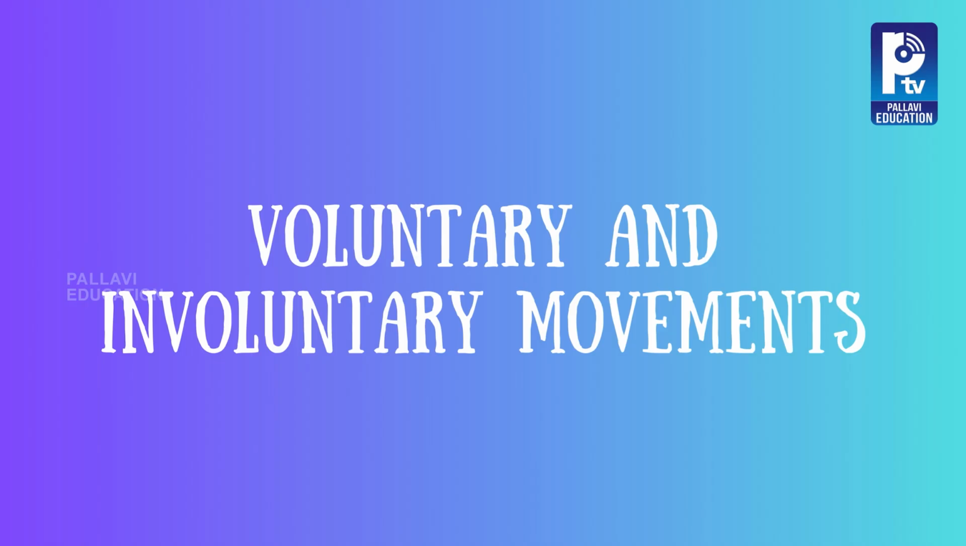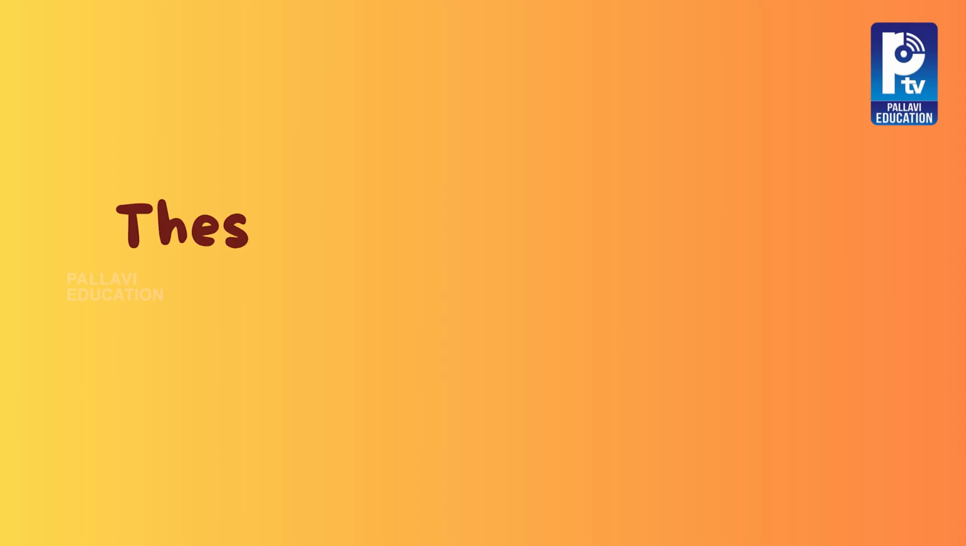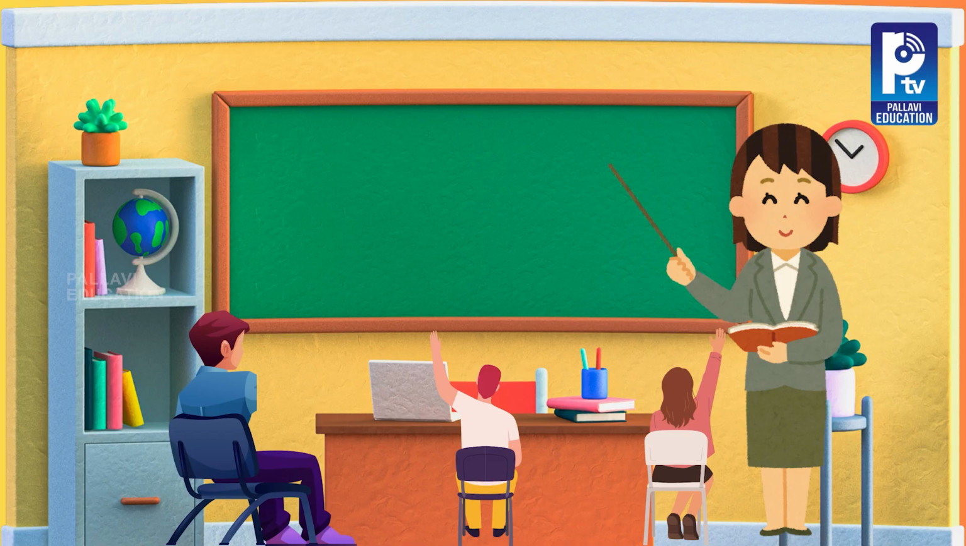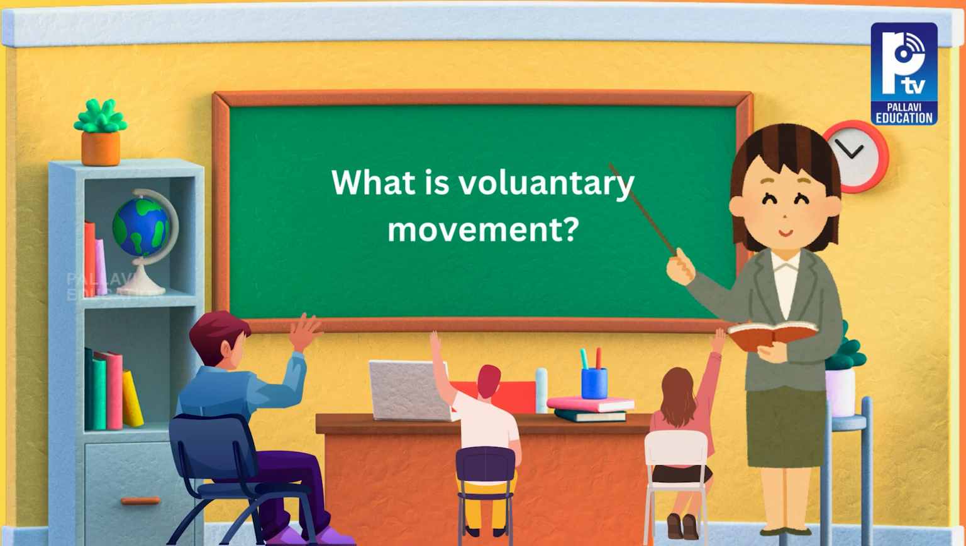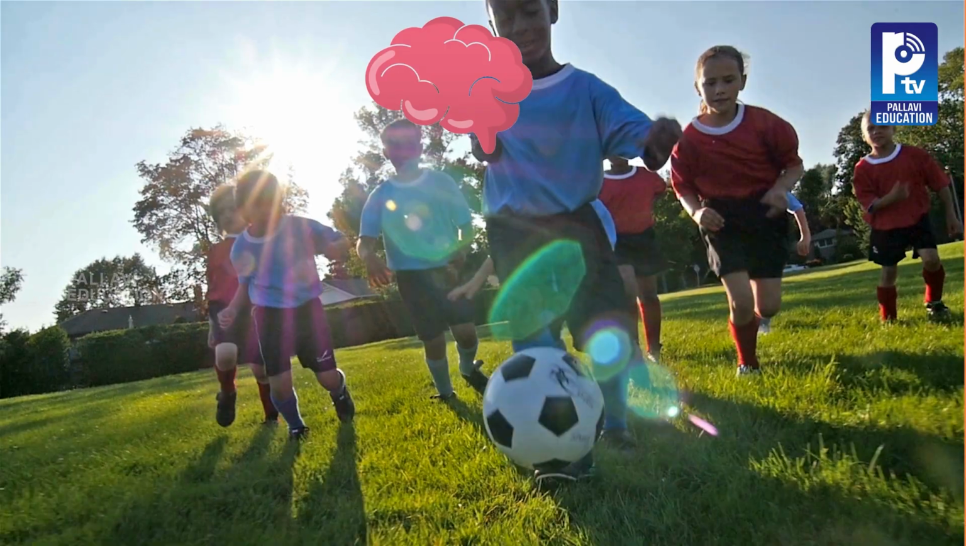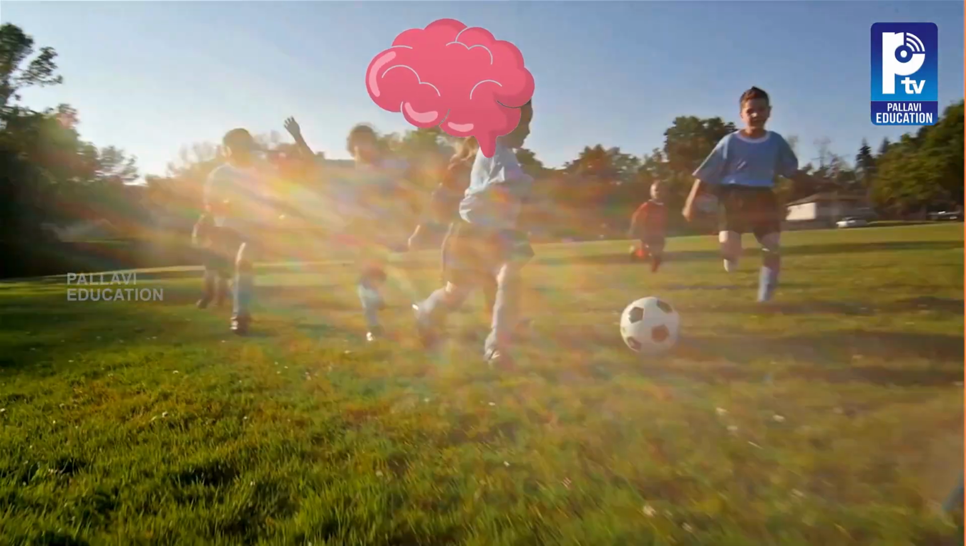Do you know, not all movements are the same? Some are controlled by you, while others happen automatically. Let's first talk about voluntary movements. These are movements you consciously decide to perform. For example, when you raise your hand in class to answer a question, your brain sends a signal to the muscles in your arm, telling them to move. Similarly, when you play football, every kick, jump, and run is controlled by your brain.